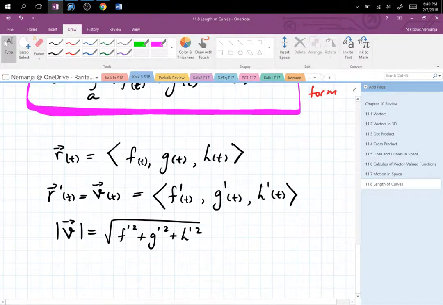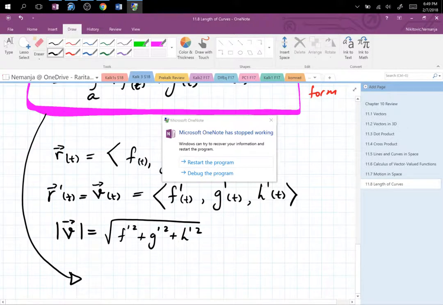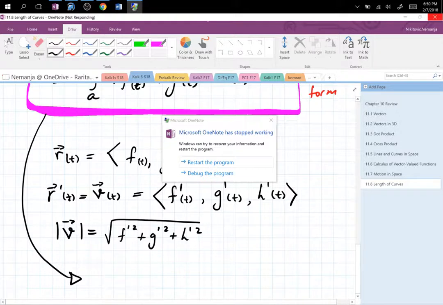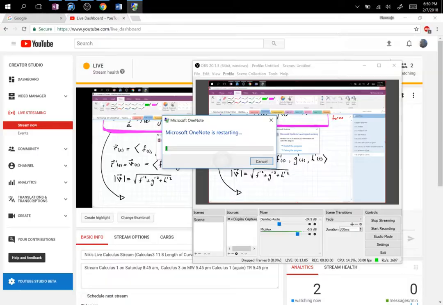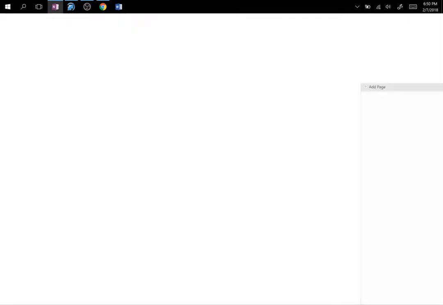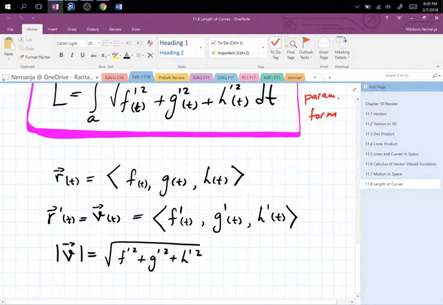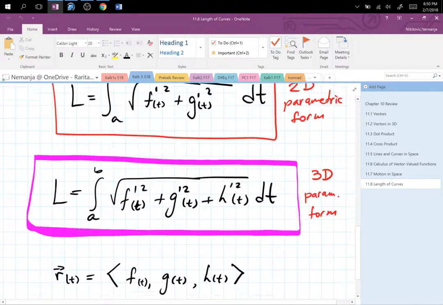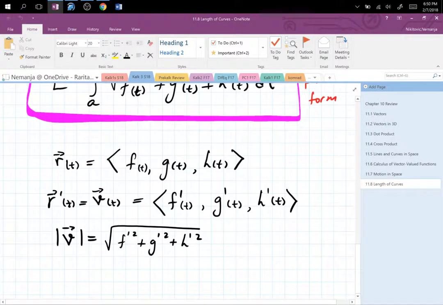So I can now recast this formula here, and now the whole software crashes. Yes! We cannot win. The AI is too strong. Oh, come on! Restart the program. All right, let's see. All right. Apparently stuff is still there.